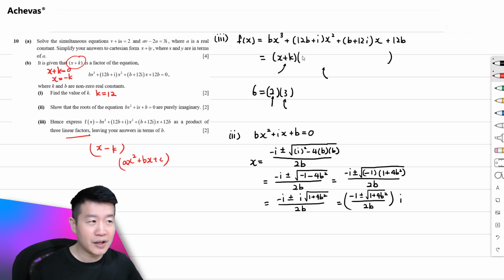And for this quadratic factor, the coefficient of x squared should be b, because bx squared times x is going to be bx to the power of 3. And k, oh sorry, I should have replaced k, because we know k is equal to 12, right? So it is x plus 12. So plus something x, which I don't know, but I know what this last number is, because 12 multiplied by this last number should give me a 12b. So this last number here should be plus b. So 12 times plus b is going to give me a 12b.